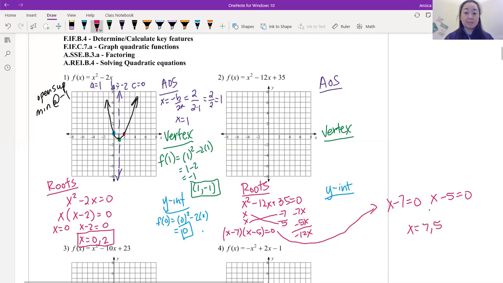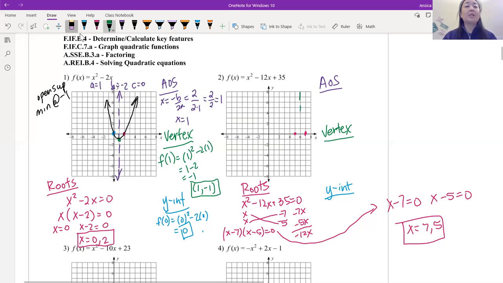We're adding 7 to both sides, get 7. Add 5 to both sides, get 5. So here we go. So there are my roots right here, 7 and 5. Now, my AOS, this is where I can figure out my AOS because I know that, remember, it's symmetrical, right? So if my roots are at 5 and 7, where's my AOS? Right there in the middle, right? So it has to be here at 6.